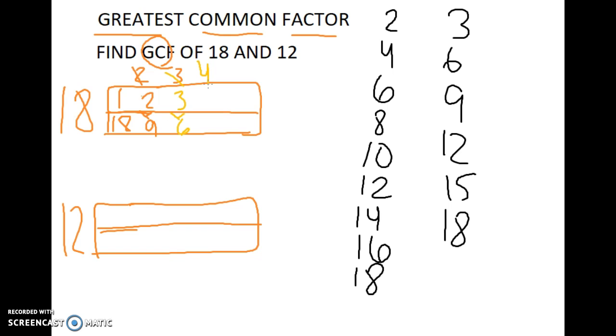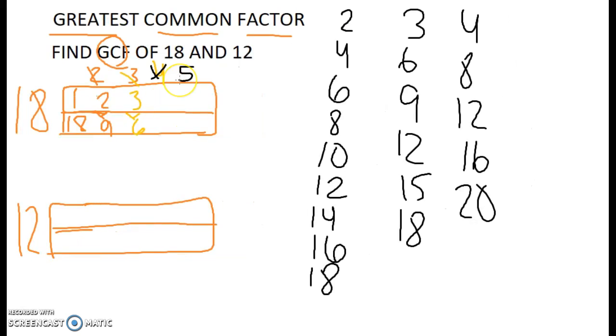Now I'm going to list the multiples of 4, seeing if 18 is in my list. 4, 8, 12, 16, 20. Since 18 is not in my list, that means that 4 is not a factor. So over here, I'll cross it out. 1, 2, 3, 4. The next number I need to try is 5. So the multiples of 5, 5, 10, 15, 20. There's no 18, so 5 cannot be a factor.